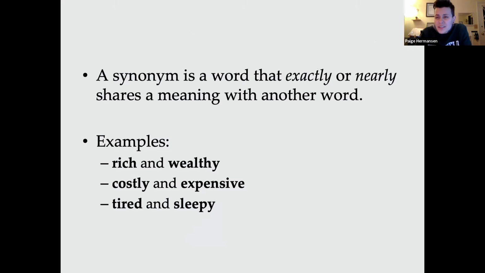When you get down to the nuts and bolts of it, do tired and sleepy mean exactly the same thing always? Not really, but the MTEL is never going to go that far to trick you. They're going to go with something that is a pretty obvious synonym or a pretty obvious antonym. An antonym is the exact opposite of a synonym. It is a word that does not at all share the meaning with the word in question.